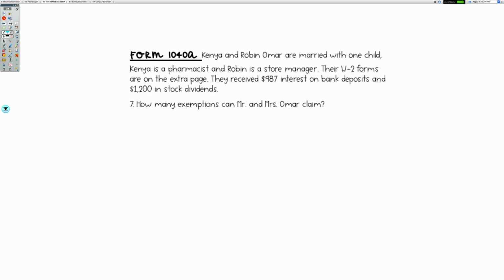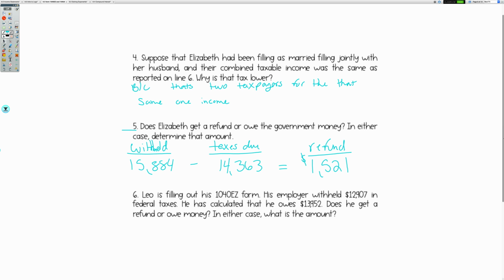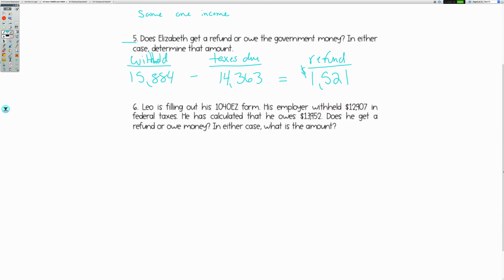All right. Oh wait. Number 6. So Leo is filling out a 1040EZ form. His employer withheld $12,907 in federal taxes. He has calculated that he owes $13,952. Does he get a refund or owe money? In either case, what is the amount? I can already tell him he owes me. Yep, he's gonna owe money.